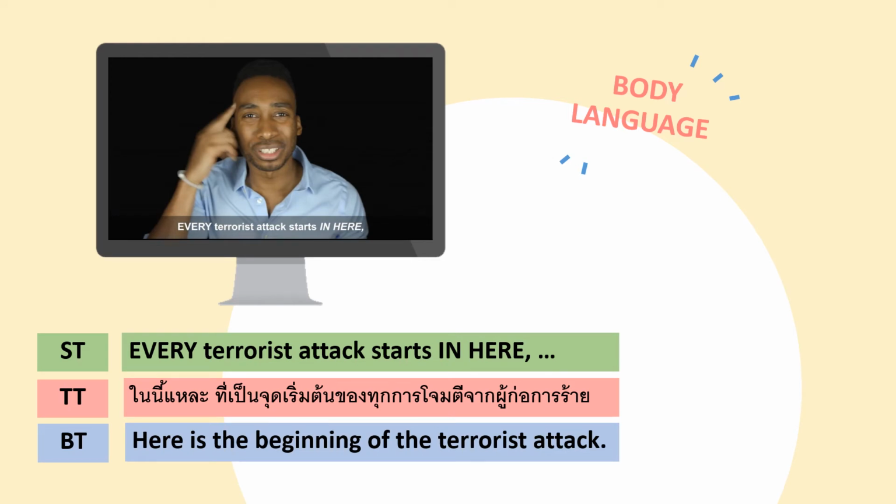The translator decided to begin the sentence with the word here in order to make the audience understand right away why the speaker is pointing at his head.